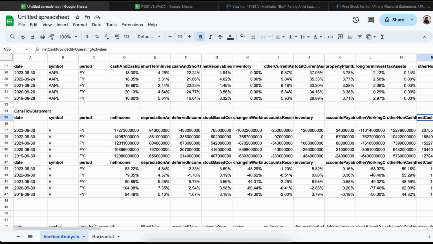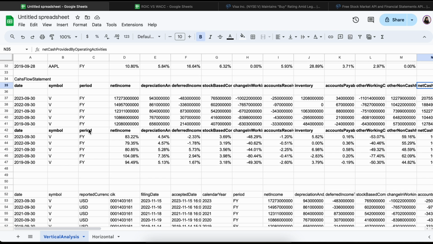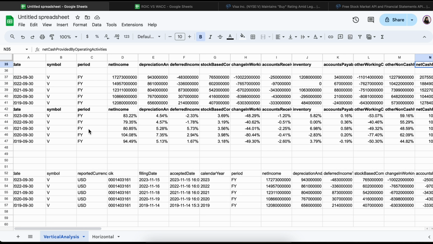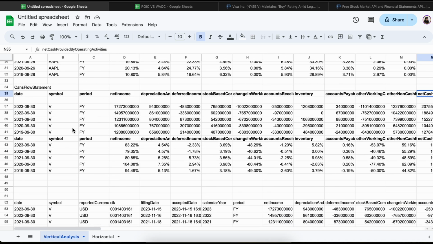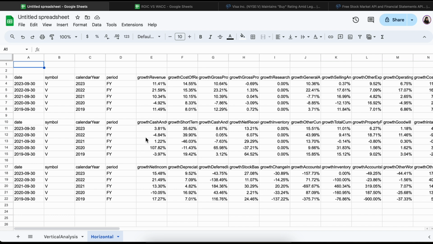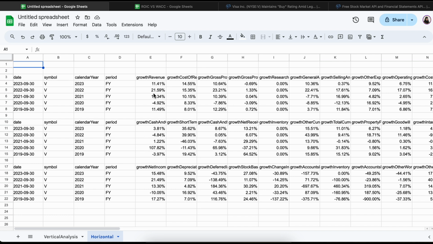To understand this, again, go to the financial statement, go to the auditor's report, and see what was causing this spike. Again, we see stability here when we talk about Visa shares. If we go to the horizontal analysis, it shows the growth from year to year, and you can see each number, how it was growing.